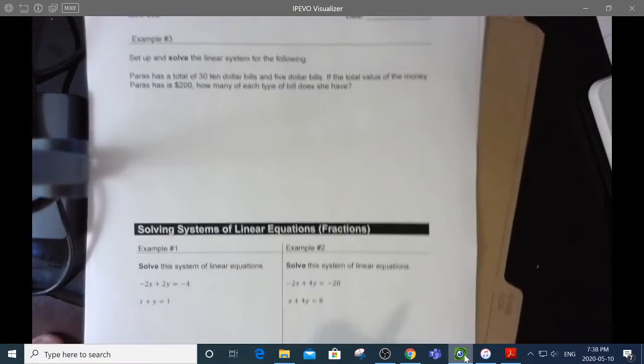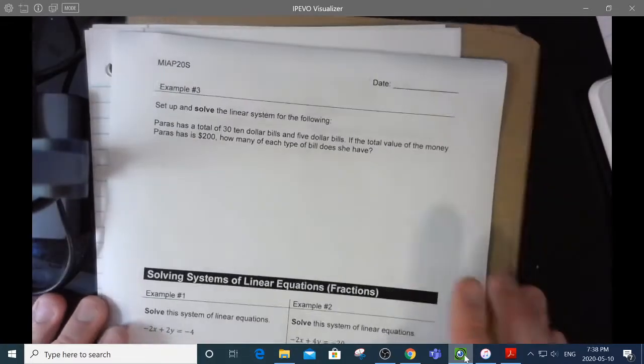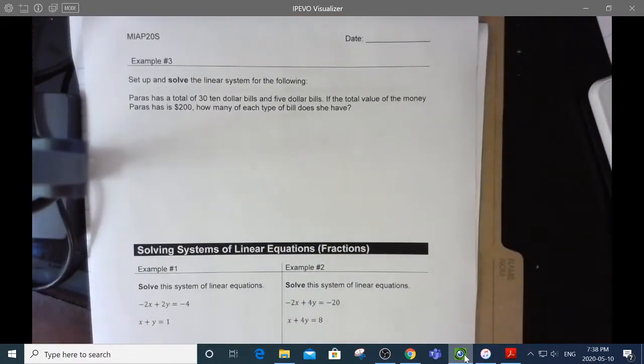Okay, 1 more of these, and then we're going to go back in time. Blast from the past. Let me get this nice and organized here. Paras has a total of 30 $10 bills and $5 bills. He's got 30 pieces of paper. He doesn't know how many of each because apparently he can't count, but he can do math. This is an interesting problem. If the total value of the money Paras has is $200, how many of each type of bill does he have?